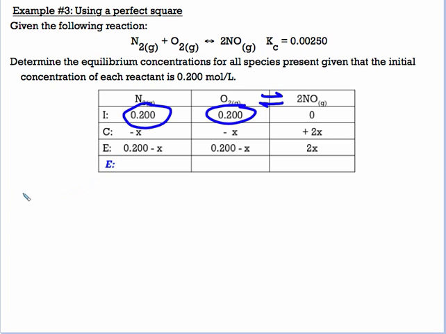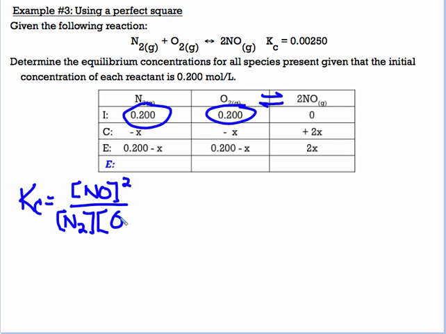So what we're going to do is write our K expression. Now, our K expression is exactly like what we would do from our practice yesterday. We would take our concentration of our products, knowing that it's squared because it has the coefficient 2, over the concentration of our reactants. Okay? So this is what we have to work with. Now, at this point, because they gave us the K value, we're going to substitute it in. So 0.00250 is our K value.